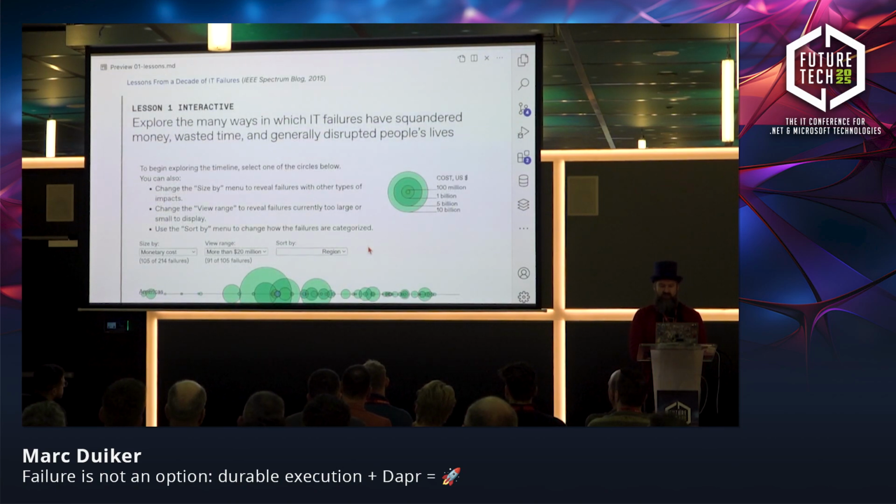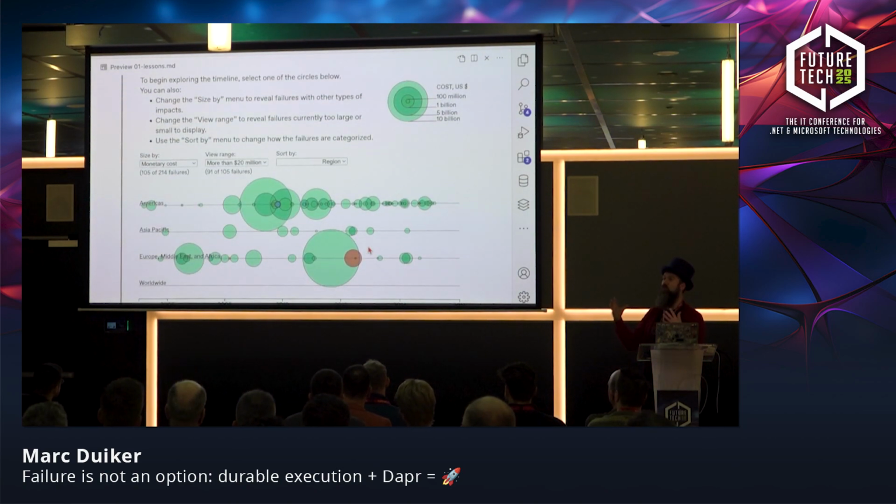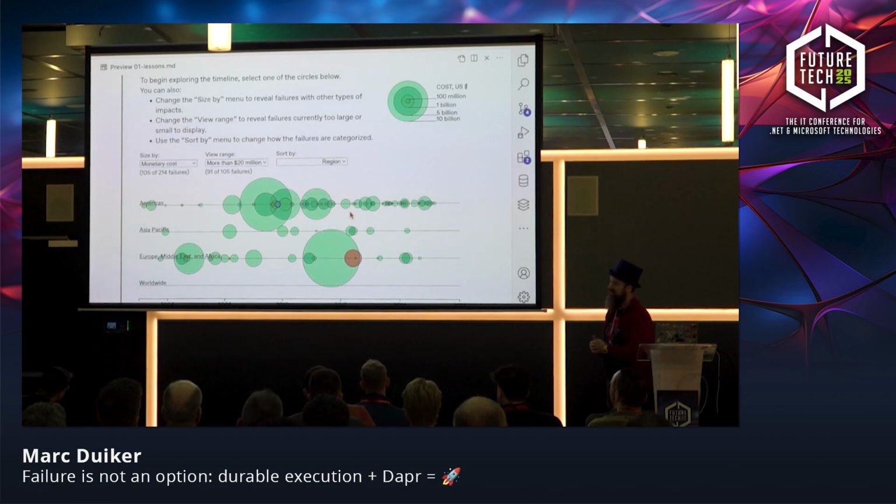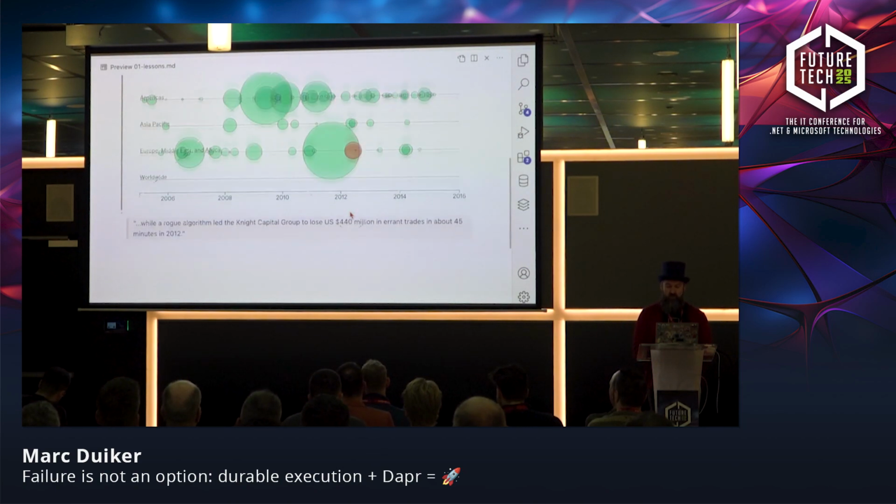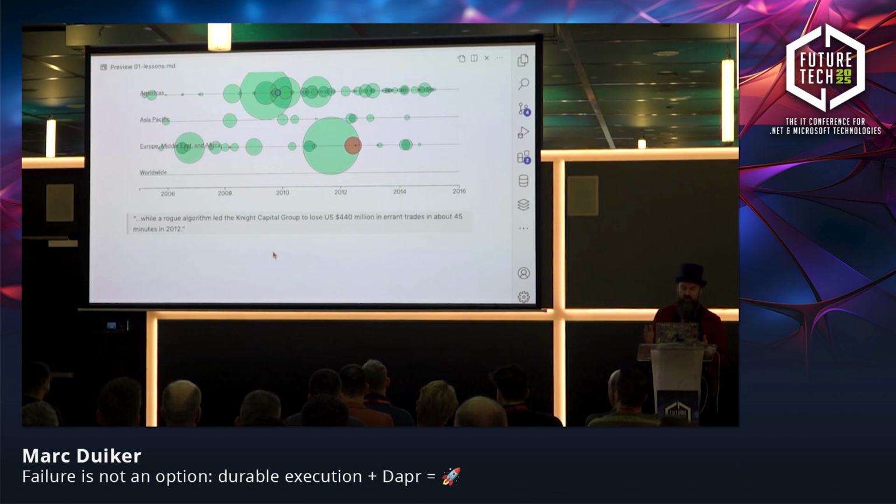I just took a screenshot of the first one because that highlights the amount of cost over a decade of IT failures. And if you see here the legend is 10 billion in cost, and you can see there are much larger circles here. So we're probably looking at hundreds of billions of cost across the entire world from 2005 to 2015. I really hope they will create a new one of the latest 10 years as well. Let's see. One of the quotes there I found very interesting. A rogue algorithm led the Knight Capital Group to lose 440 million in errant trades in about 45 minutes. So can you imagine losing that much money in such a short time?